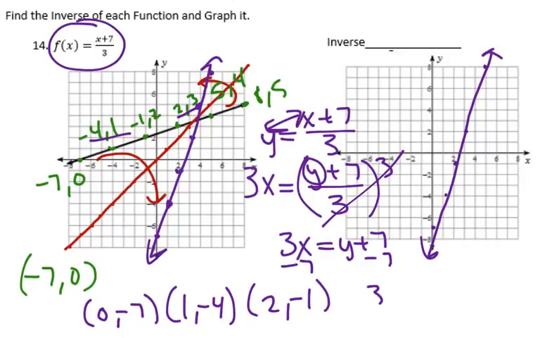3x and 7 aren't the same, so we can't combine them. So we get this. So I just rewrite it as our inverse function equals 3x minus 7. Okay? And that's all we've got to do. That's how we get the graph and the inverse.